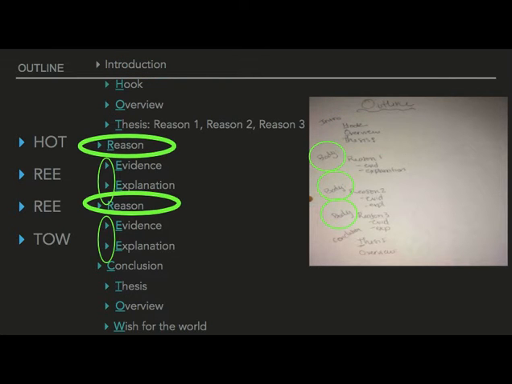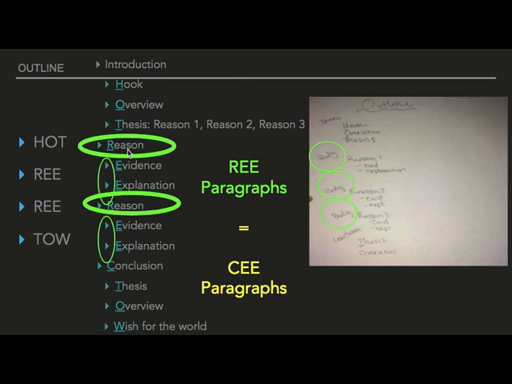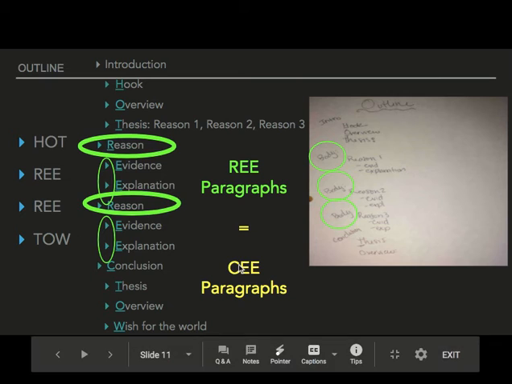The body paragraphs are the REE paragraphs. Think of CEE paragraphs, just that the claim or first sentence comes from the reasons in the thesis. That's why we say REE rather than CEE, because the R will come from your thesis.